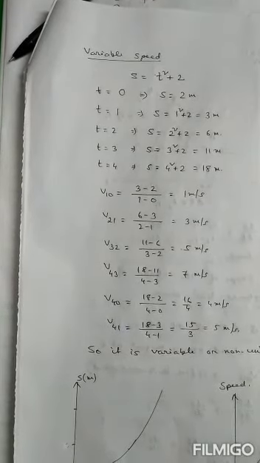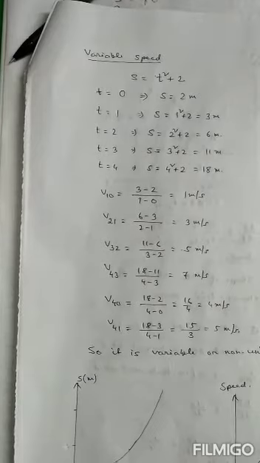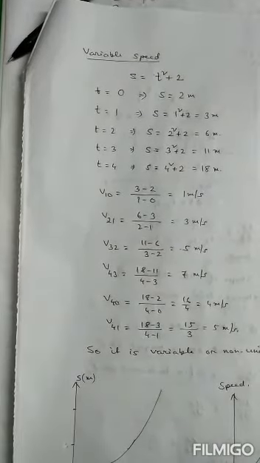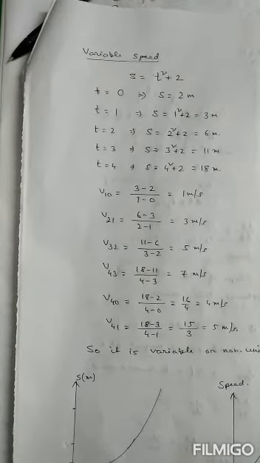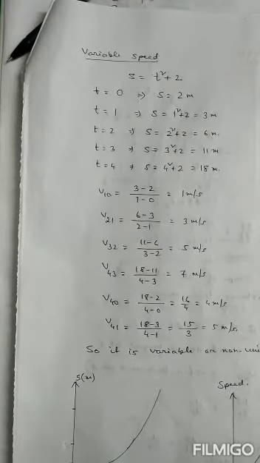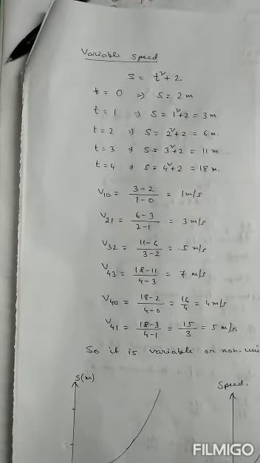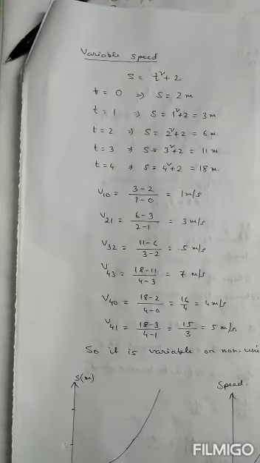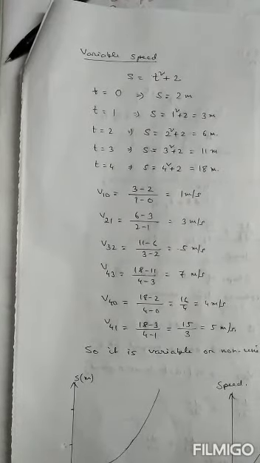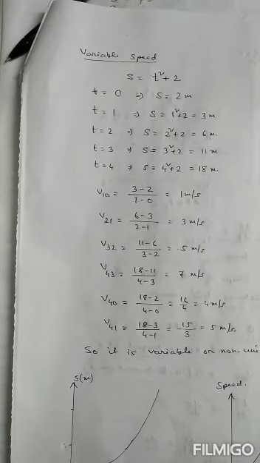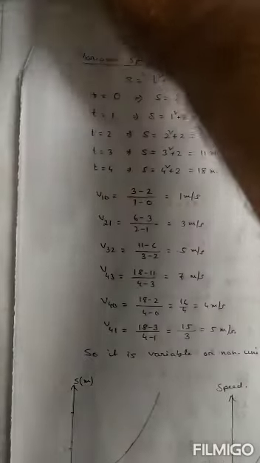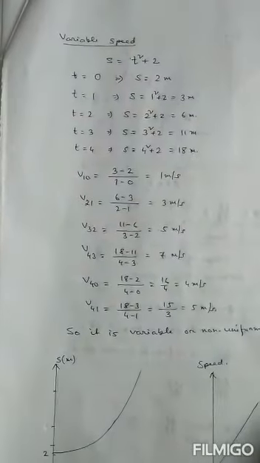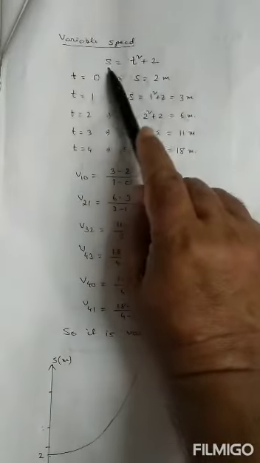Hello students, today we are going to discuss variable speed or non-uniform speed. In the last class we studied that when a body moves different distances in equal intervals of time, the body is said to have non-uniform speed or variable speed. Now, what is the equation of motion for that variable speed?